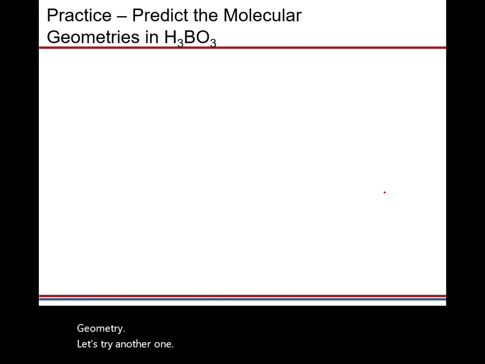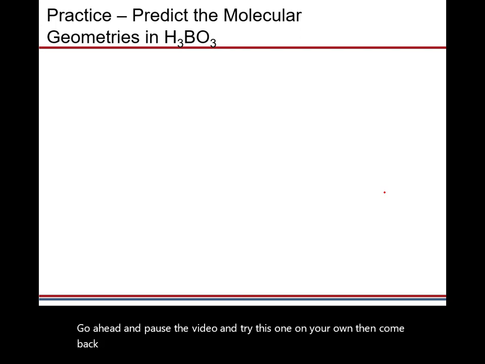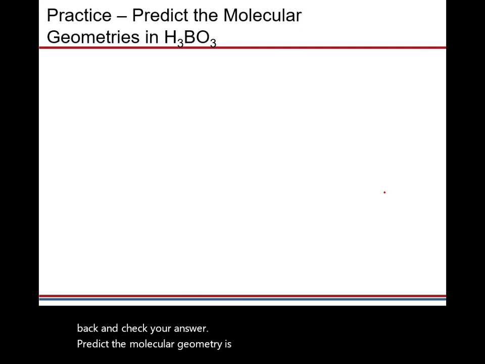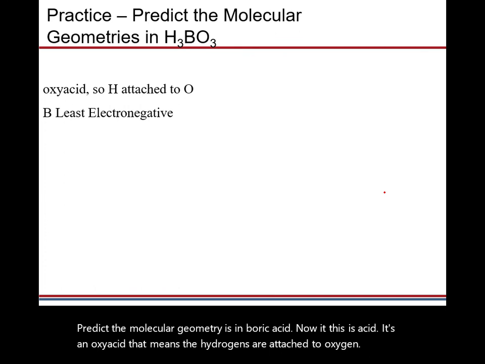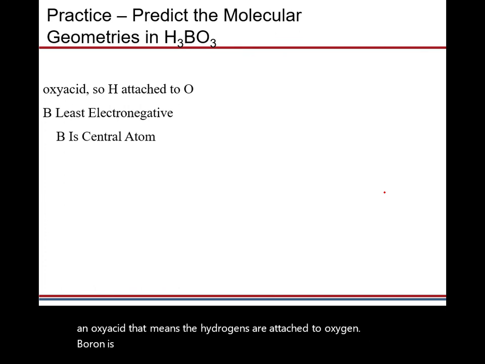Go ahead and pause the video and try this one on your own, then come back and check your answer. Predict the molecular geometries in boric acid. Now this is an acid, it's an oxyacid. That means the hydrogens are attached to oxygen. Boron is the least electronegative. That is going to be the central atom.